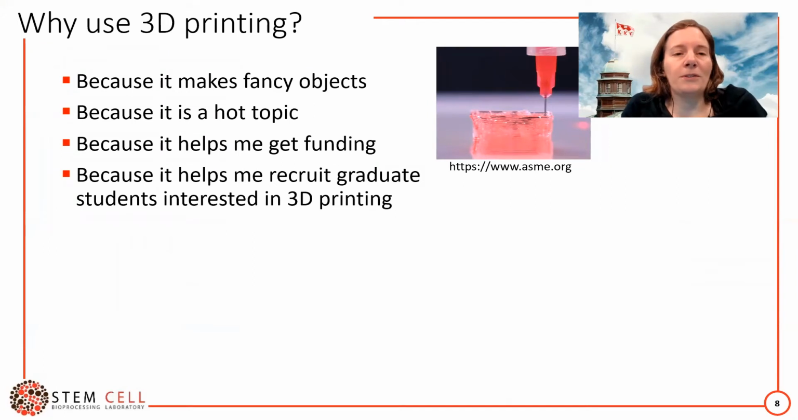So why would you want to use 3D printing for encapsulation? Maybe it makes fancy objects. It's a hot topic. It helps you get funding because reviewers get excited about using 3D printing. It helps you recruit great grad students interested in 3D printing. These, in my vision, are all bad reasons for using 3D printing.